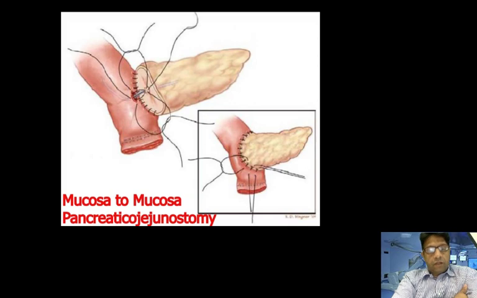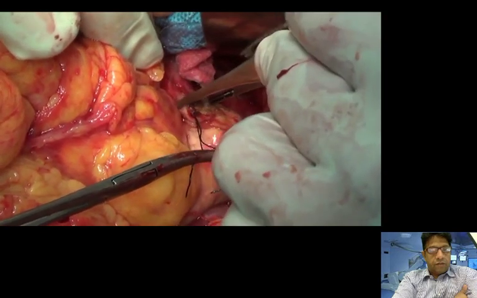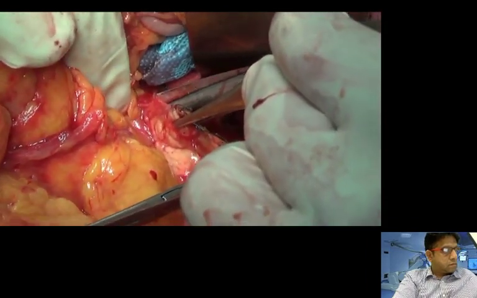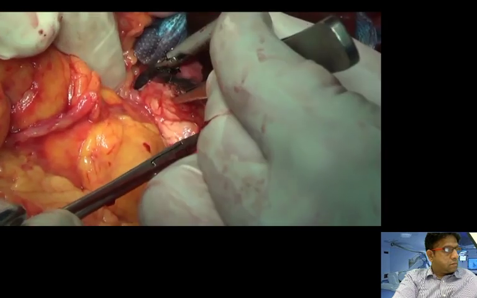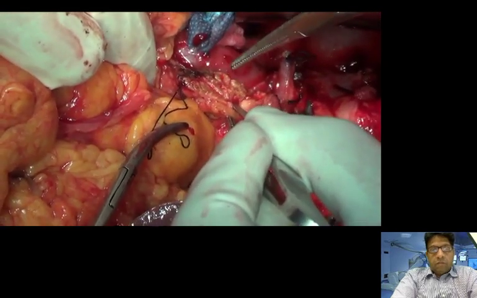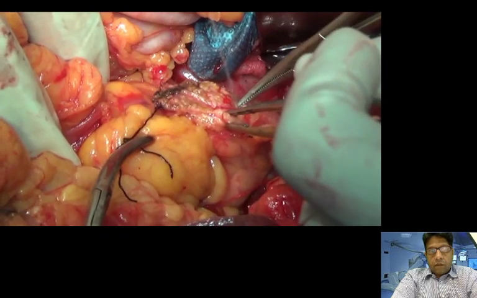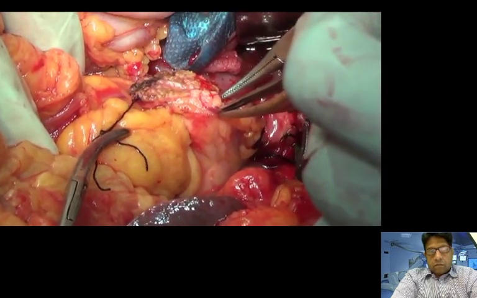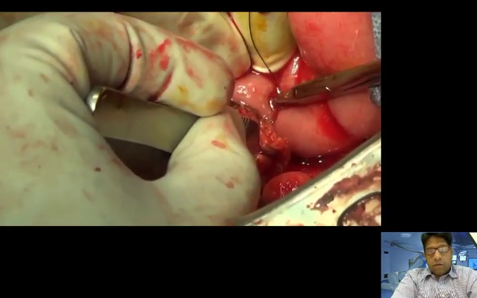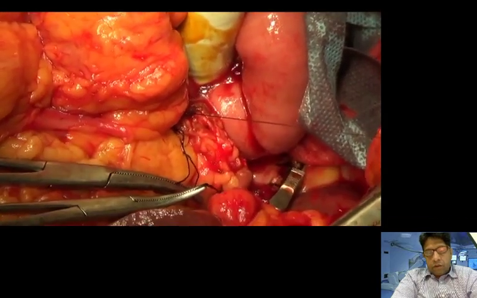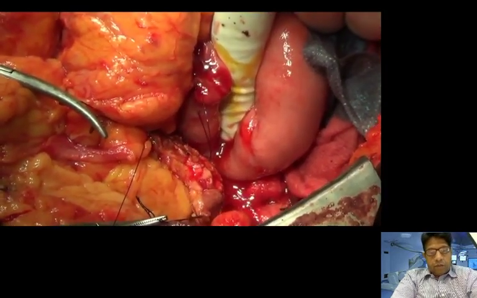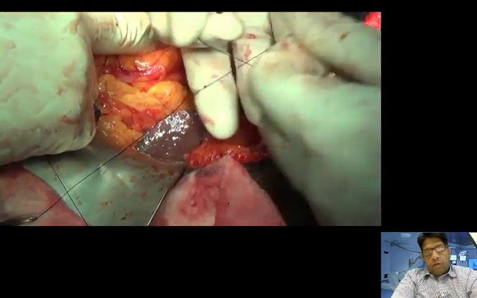And the pancreaticoduodenectomy, mucosa to mucosa anastomosis is preferred. Duct is identified. Carefully dilated. Okay, there's a posterior anastomosis done between the posterior aspect of the pancreas and the loop of jejunum.